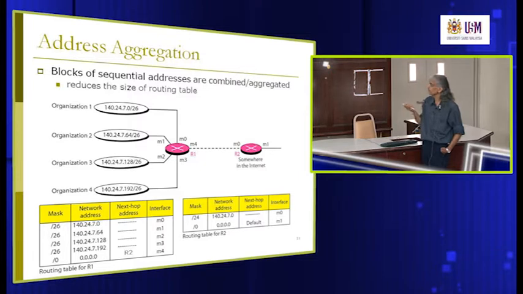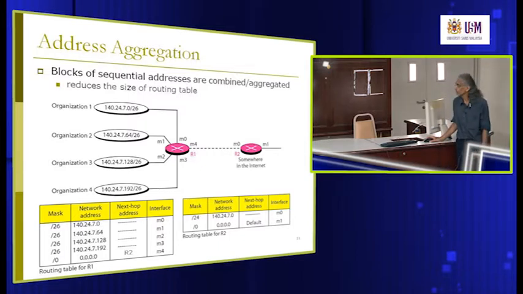In other words, we combine them from 0 to 255. From 0 to the last one will be 255. So 0 to 255 requires how many bits? 8 bits. 2 to the power of 8 is 256, right? So the host ID will have 8 bits if you combine them. Therefore, the network ID will be /24. So now if you combine all these 4 sequential subnetworks, it becomes 140.24.7 and then slash 24. That means the first 24 bits are the network ID. The remaining is the host ID.